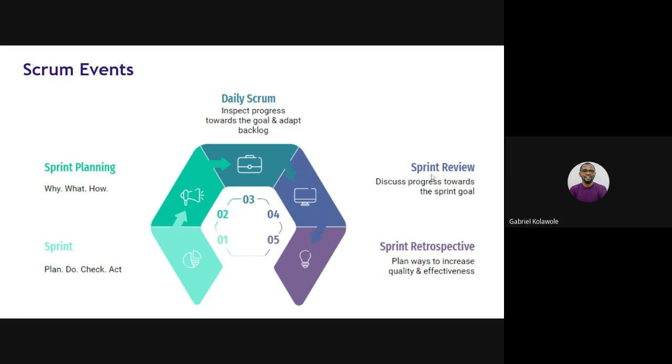Then you come to the sprint review, which discusses progress towards the sprint goal. So when you get to this sprint review, you are inspecting majorly. We discuss, okay, we said we were going to achieve this at the beginning of the sprint. Now we want to review our work. Let us assess ourselves. Did we achieve this goal? If we did not achieve it, why didn't we achieve it?